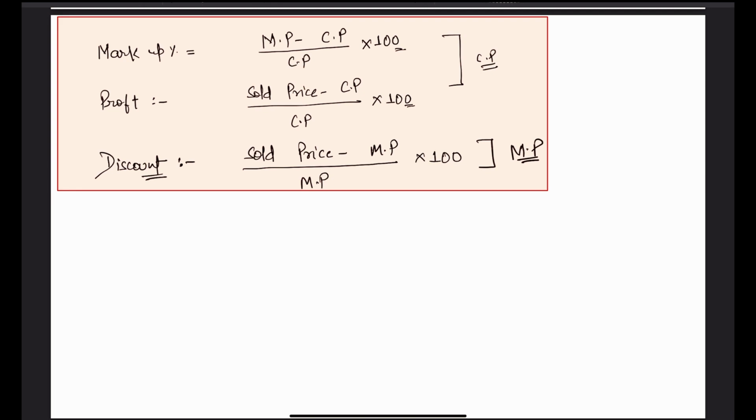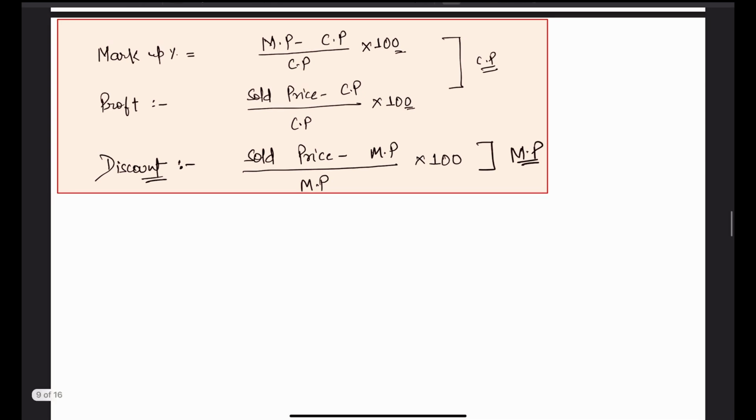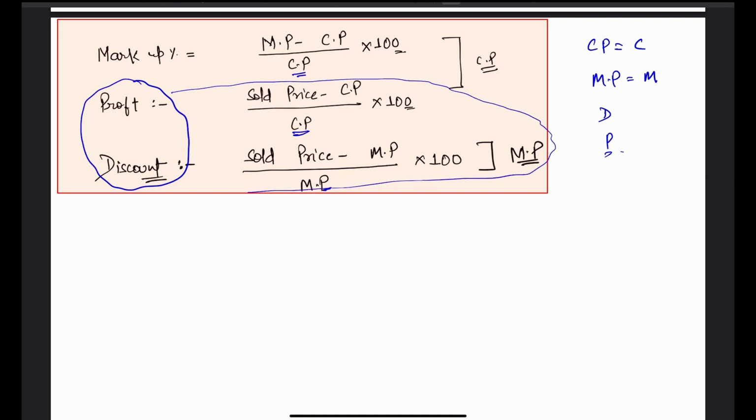and try to find out some relationship, because I can see over here that a lot of things are related to CP and MP. So for the time being, I will write CP as C, market price MP as M, discount as D, and profit as P. So let's try to find the relationship between discount and profit. Why? Because from here I can take two values. That's why we will try to use these two equations.